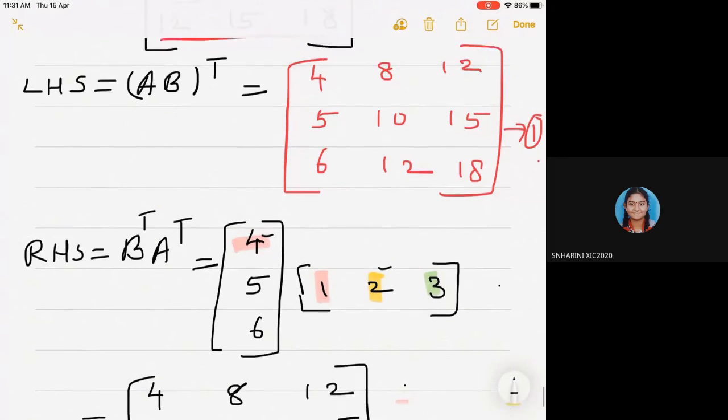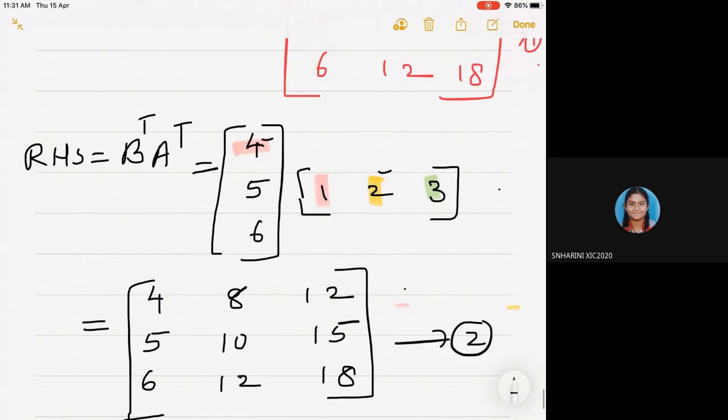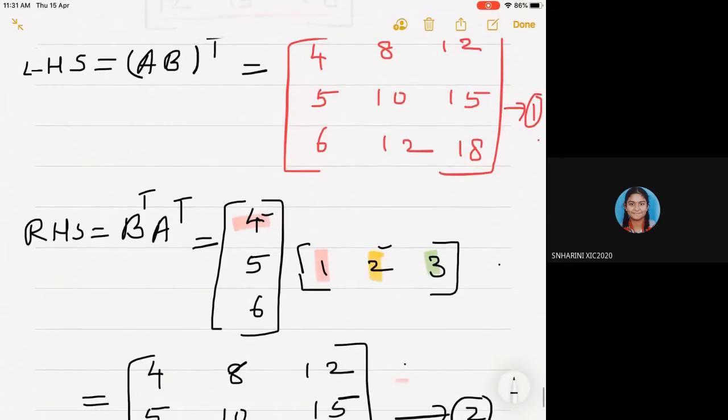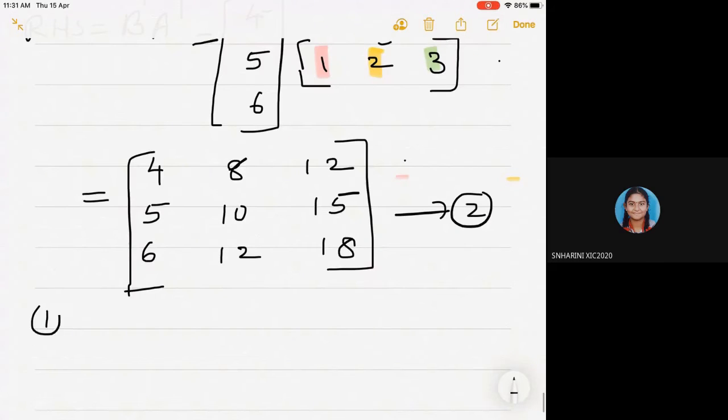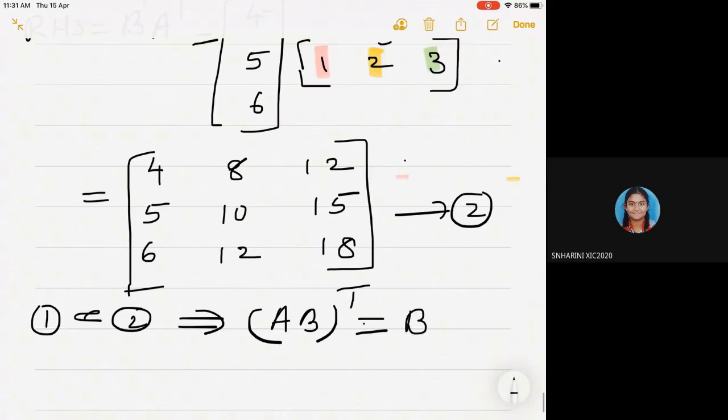And you can see this one is called equation 2. You can see that from 1 and 2 both are the same matrices. So 1 and 2 imply that transpose of AB equals B transpose A transpose, and hence verified.